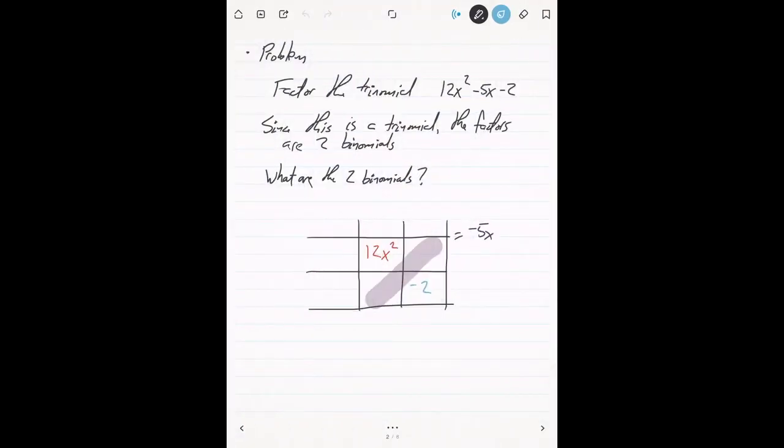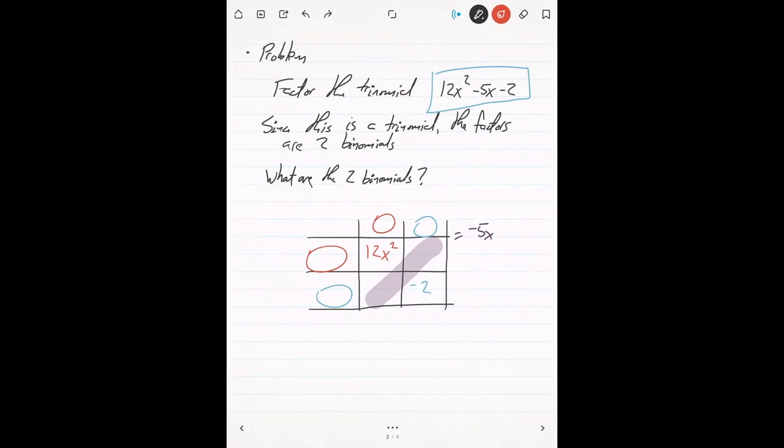So first up, let's remind ourselves of the box method. We would be given a particular trinomial to factor, and our goal was to find out what two binomials multiplied together to get us that. When we multiply the binomials, these two values would multiply to give us the -2. And then we would also have these two values multiplied to give us the 12x squared. And whatever these values produce must add up to the -5x.